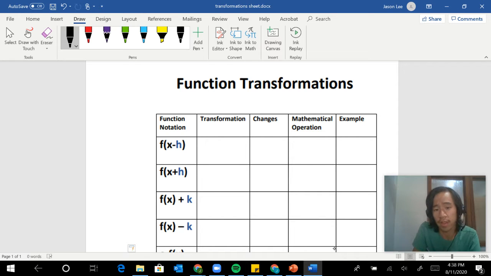I'm going to quickly go over this transformation sheet real fast. So let's just get to it.